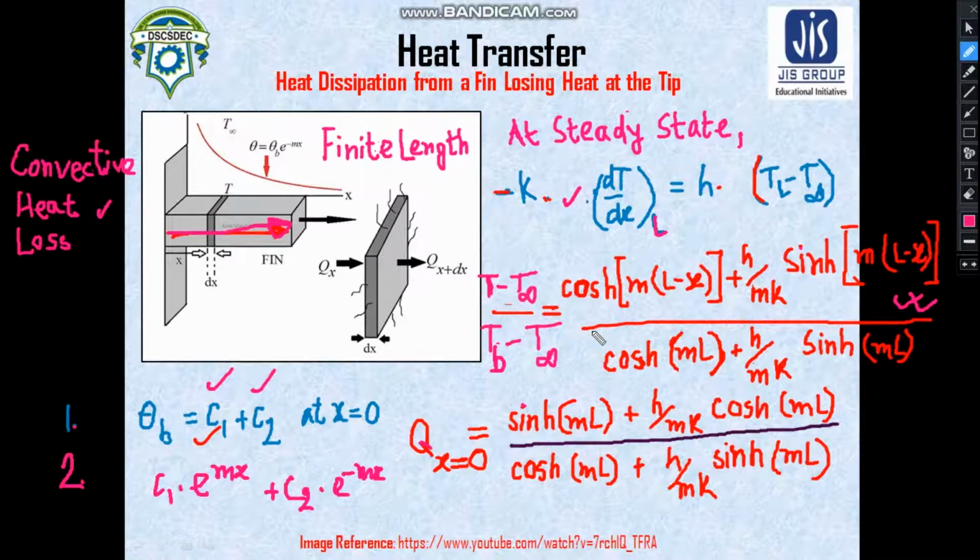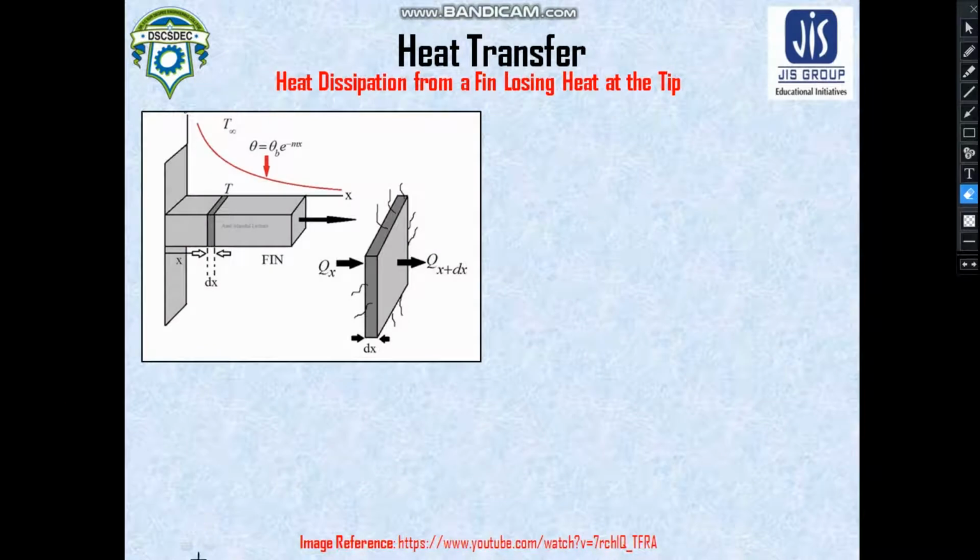The first one is the infinitely long fin. The second two conditions were for finite length: in the first case the tip of the fin was insulated, and in the second case there is convective heat loss from the tip of the fin. So with the understanding that we have gained from this lecture, we shall take two different numerical problems which resemble these cases, and we will see how these concepts can be used to solve numerical problems.